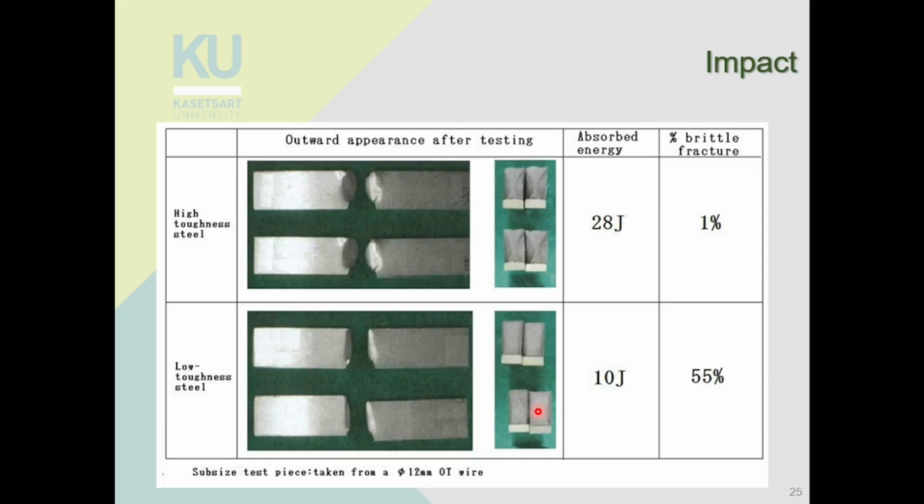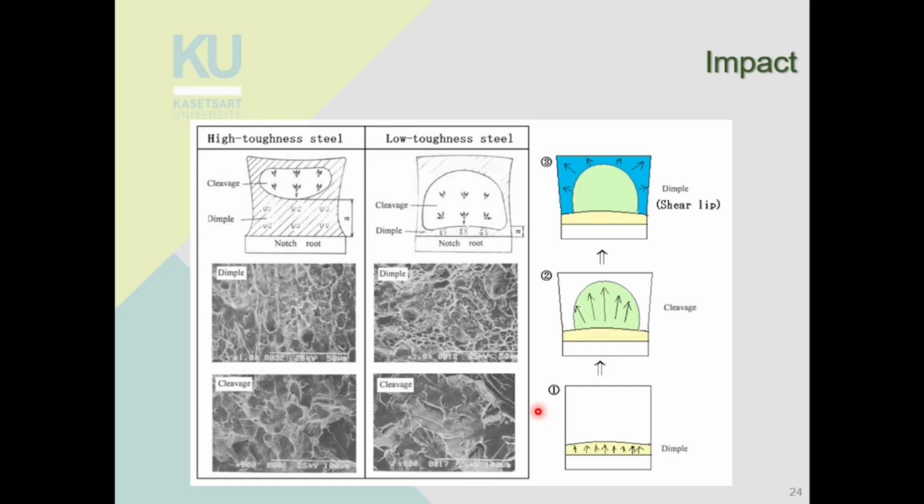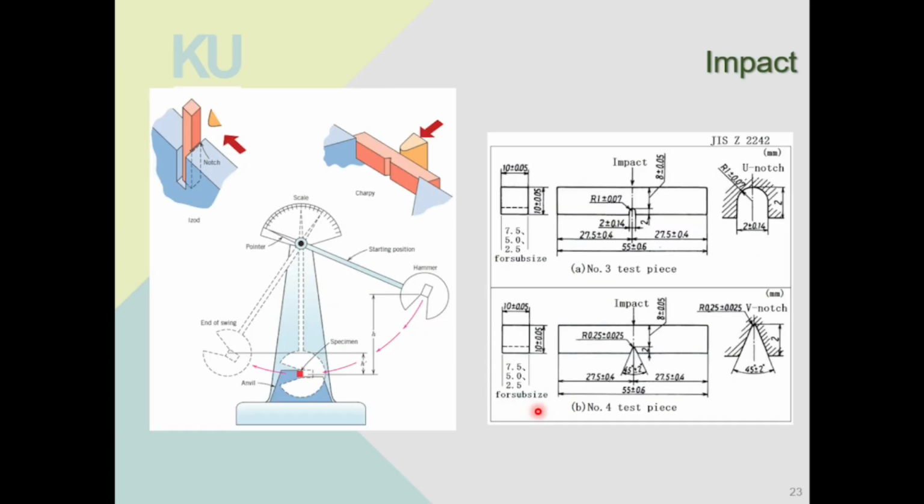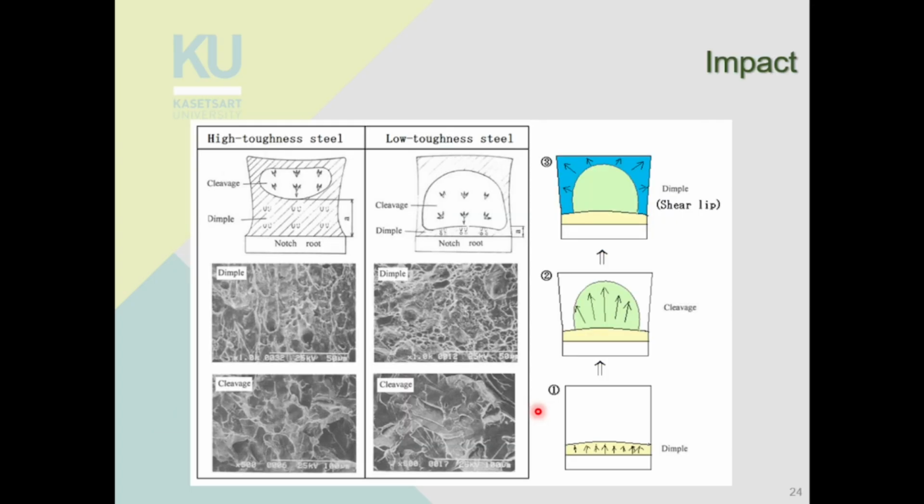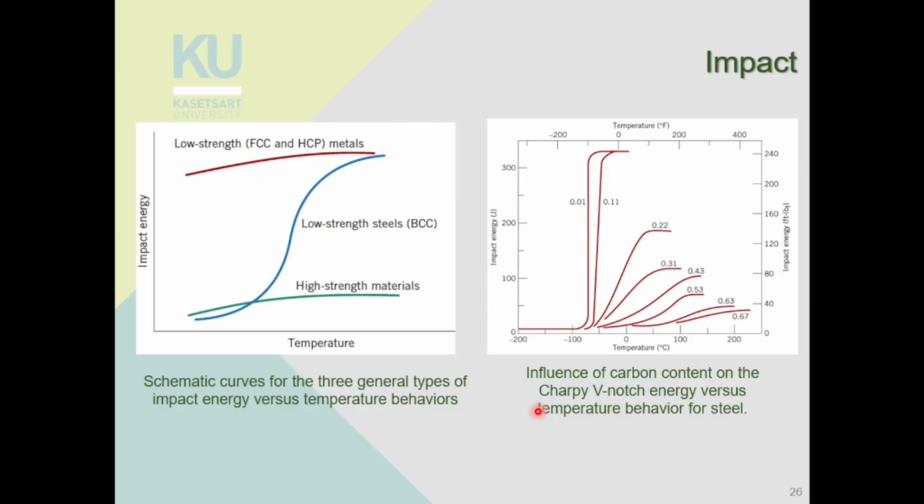When we do the toughness testing, when we do this impact testing on our specimen at a range of temperatures, and we do it for a whole lot of materials, we would get a graph that looks something like this, and we can categorize materials into 3 groups.